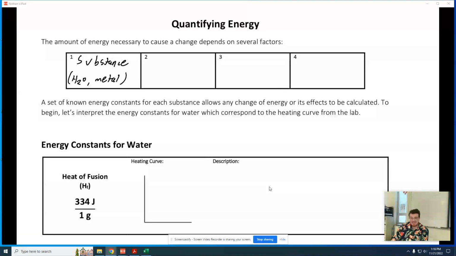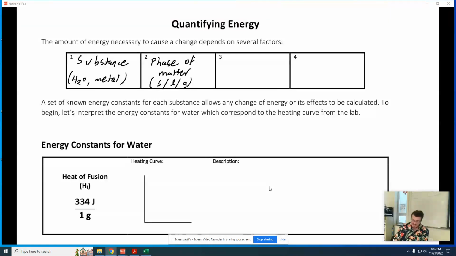The second thing is that the phase of matter actually matters. The phase of matter is something for us to consider as we go through these types of questions. So that's going to be the second question that we need to ask ourselves. That means if we're talking about a solid or a liquid or a gas, all of those components can change the rate at which energy enters or leaves the system.